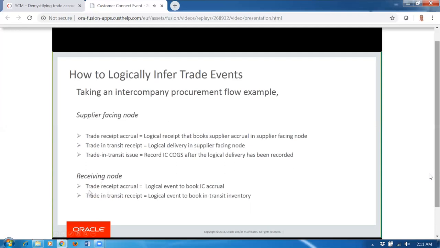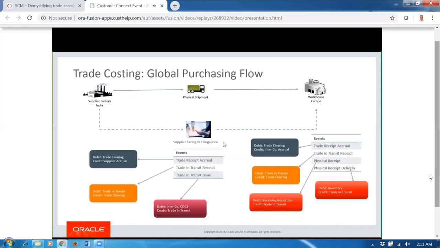Similarly on the receiving side, which is the Europe case, you will see a trade receipt accrual, which is to book the intercompany accrual, because there's a financial transaction between Singapore and Europe. So you have the accrual to take care of that intercompany accrual. Trade in transit, because the goods are not owned yet, so it is in the books as in transit, the financial value of the goods is in transit. And once the goods have been actually recorded and the physical receipt is complete, you see the physical receipt and physical delivery to move the value from the transit to the actual inventory.